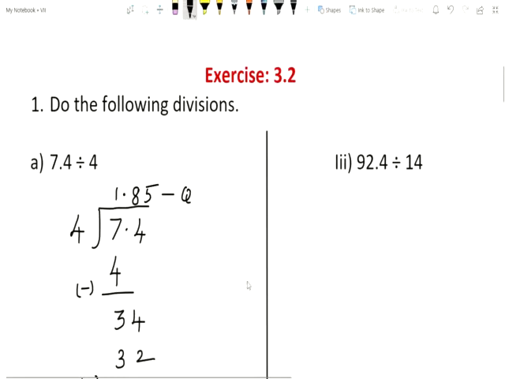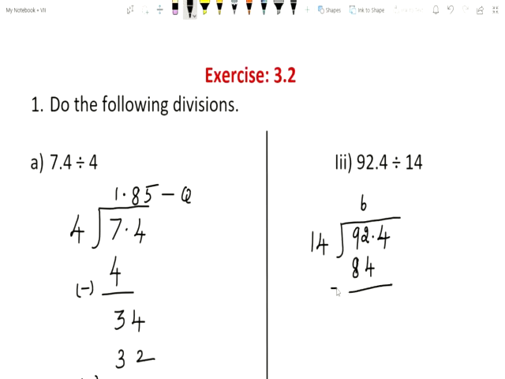Here what number is there, children? 92.4 divided by 14. How many times does it occur, children? Can you guess it? 6 times. 6 4s are 24. 4, remaining 2. 6 1s are 6. 6 plus 2, 8. Now subtract this. 2 minus 4, we can't subtract. Borrow 12. 12 minus 4, 8.